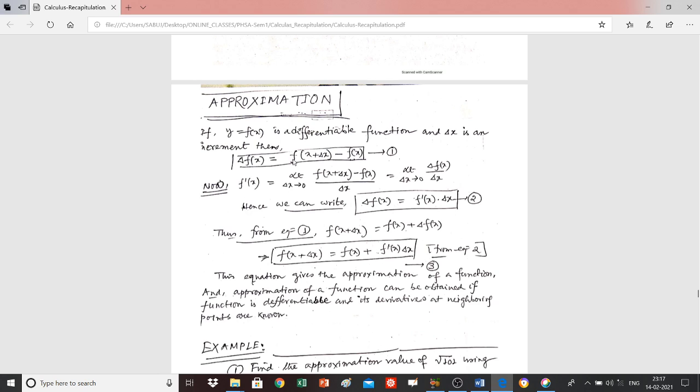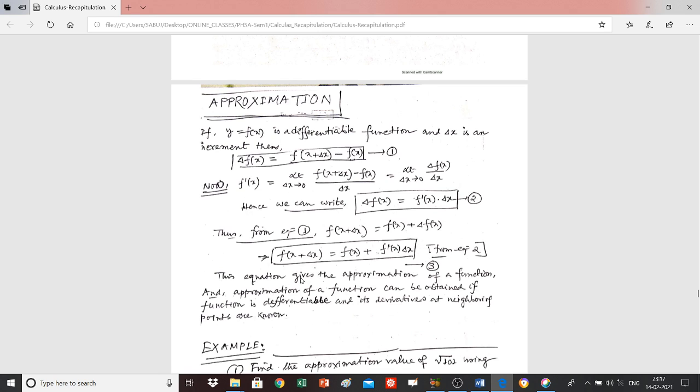So delta f(x) is equal to f(x plus delta x) minus f(x). Here also delta f(x) is equal to f'(x) into delta x. So this right hand side and this right hand side are equal to each other. That means f(x plus delta x) minus f(x) is equal to f'(x) delta x, or f(x plus delta x) is equal to f(x) plus delta f(x). This is from equation number 2.